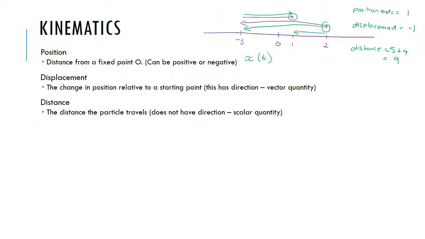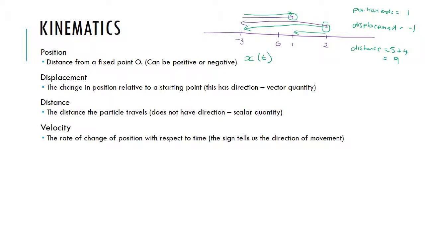Position we always represent using x, and x with respect to time, because particles are in different places at different points in time. Velocity, on the other hand, is the change of position with respect to time. And the sign tells us which way we're going. So a negative sign means we're going to the left, and a positive sign for velocity means we're going to the right.